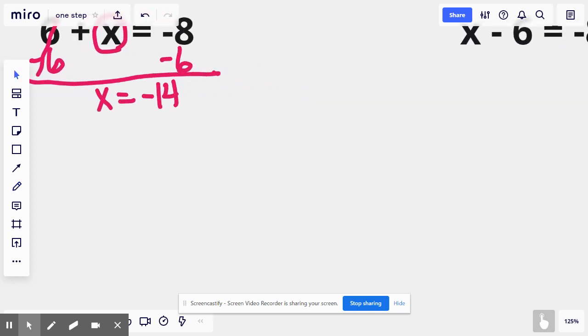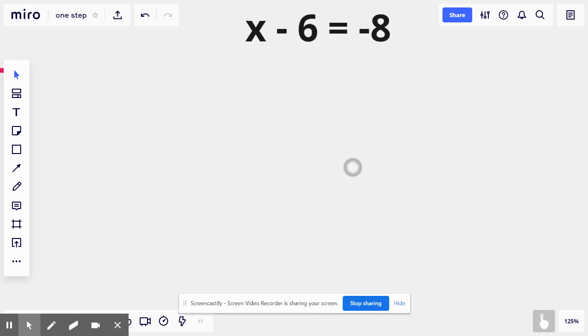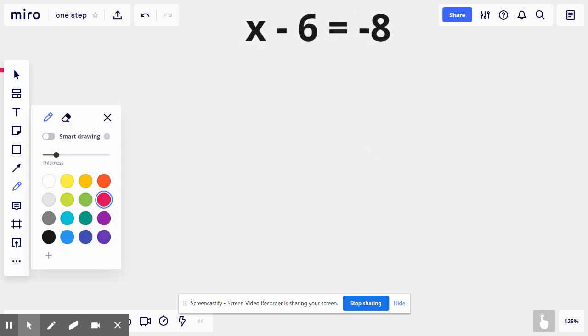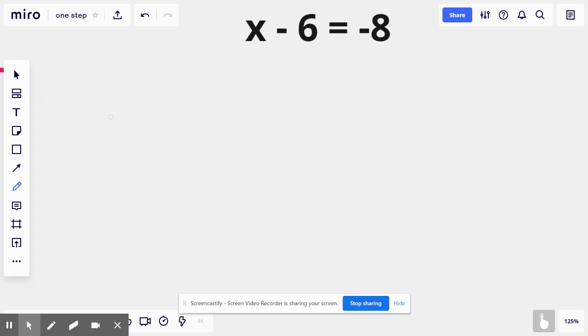Okay, let's look at another problem. x minus 6 is negative 8 this time. Okay, so the first question we ask ourselves is, what is happening with the x? I'll let you answer that this time. And I bet you said, well, obviously, we're subtracting 6. And you're right. So if we're subtracting 6, what's our first step? What are we going to do next?